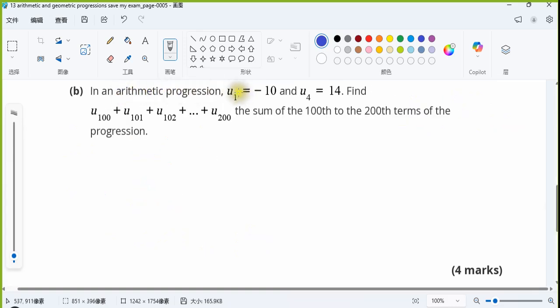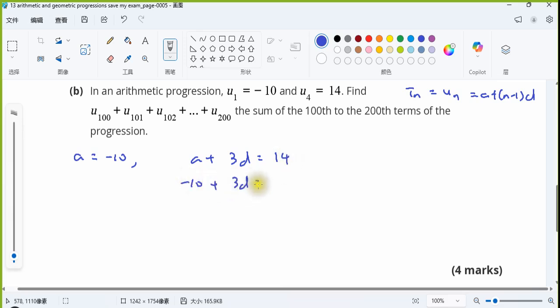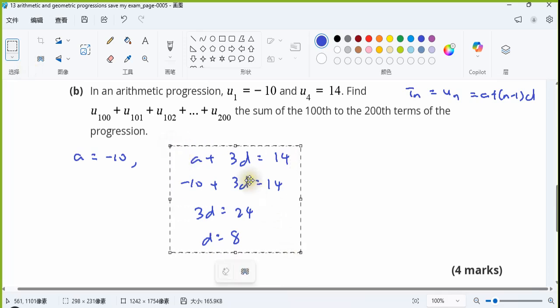In an AP, U1 is actually the first term. So we know that a is negative 10. And then U4 is the fourth term. I normally use Tn. Actually, it's Un equal to a plus (n minus 1)d. So we have a plus 3d equal to 14. So negative 10 plus 3d equal to 14. 3d is 24. Then d equal to 8.